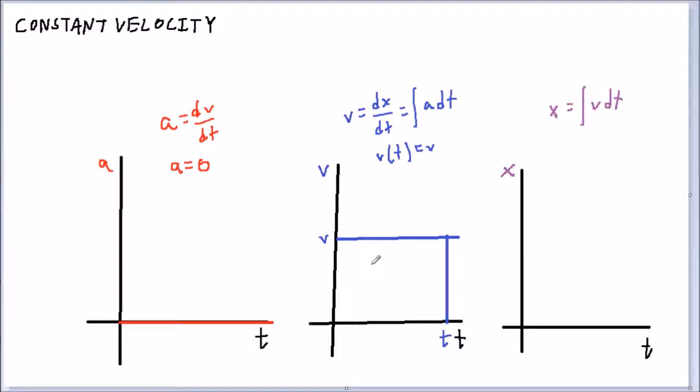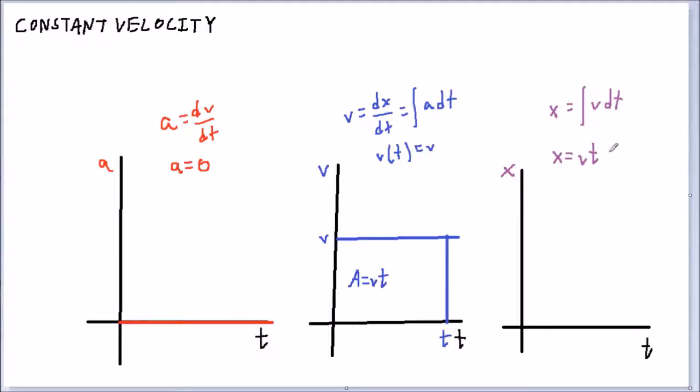Well, this is easy to find, because this makes a rectangle, and we know that the area of a rectangle is just the base times the height. So we're going to say that the area equals just vt. The altitude is v, and the base length is going to be t, so the area is just vt. So since the area is vt, we can write x equals vt.